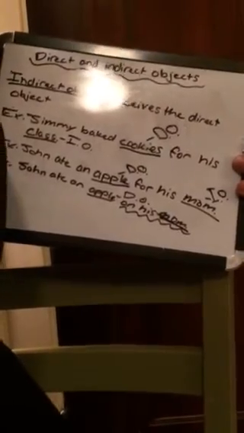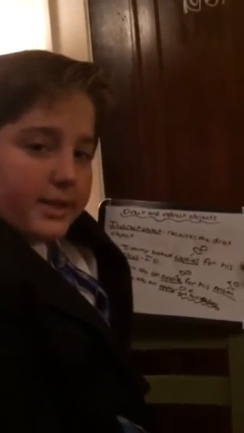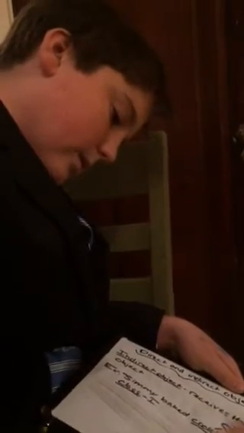So there will be times when there is no indirect object in a sentence and just a direct object. And there may be times when there is no direct object. So I say we do one more example. So I'll erase the board. Let's do an example.